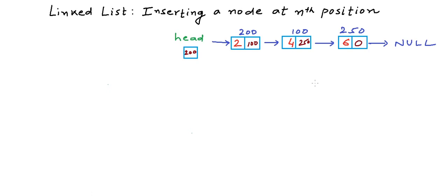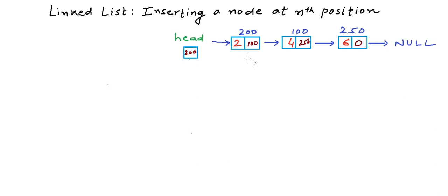Let's say we have a linked list of integers here. There are three nodes in this linked list. Let us say they are at addresses 200, 100 and 250 respectively in the memory, and we have a variable head, that is a pointer to node, that stores the address of the first node in the list.